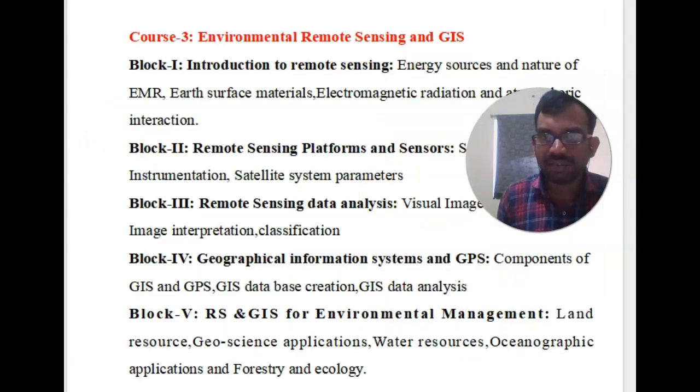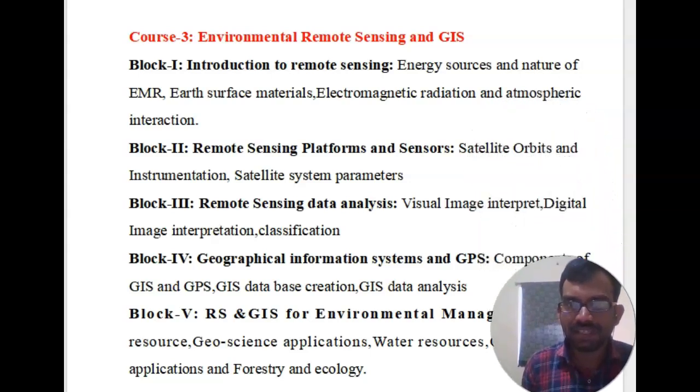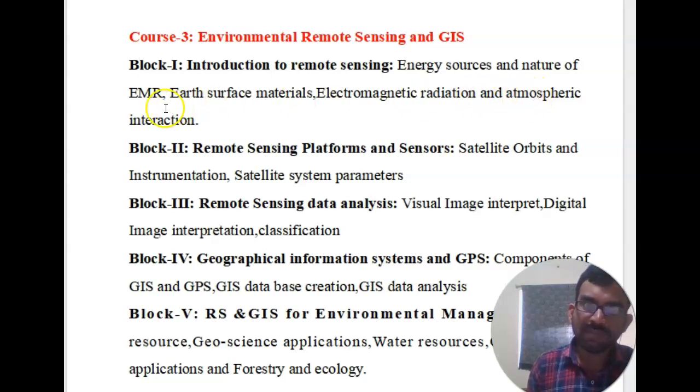And you can see the third one, our topic is environmental remote sensing and geographical information system. In block one, the introduction to remote sensing, we need to discuss the energy source, the nature of EMR, electromagnetic radiation, earth surface materials, and electromagnetic radiation atmospheric interaction. And unit 2 is remote sensing platforms and sensors: satellites, orbits and instrumentation. We will discuss satellite systems and parameters in the second unit of the third paper.